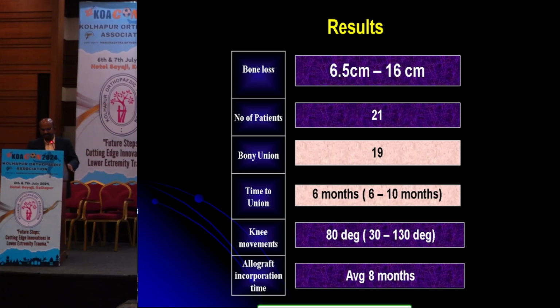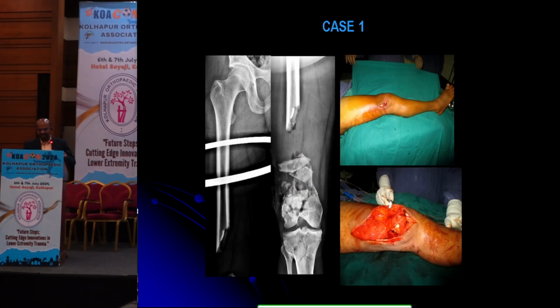Nineteen of the 21 patients went on to heal without any further procedures, and 2 patients required secondary procedures to achieve bone union at the non-union site. We can see that there is an 11 centimeter bone defect with a small wound.